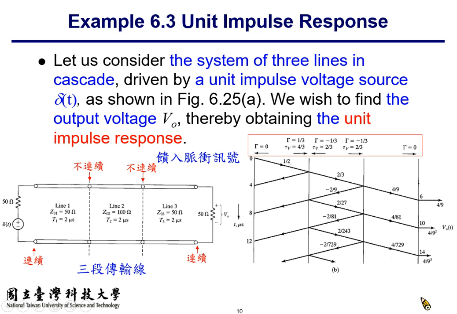And the signal will be 2/3 times minus 1/3, that will be minus 2/9, times 2/3, that is 4/81 volt. Hmm, the next one will appear at 14 microseconds, and the magnitude will be 4/729. How about the next one? It will appear at which time? 18 microseconds. And how about the magnitude? 4/9 to the fourth.